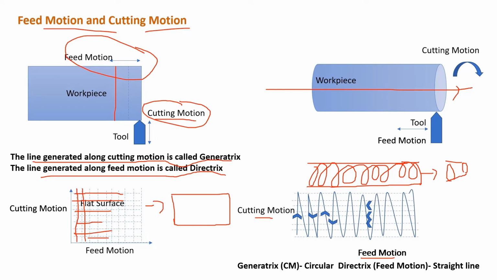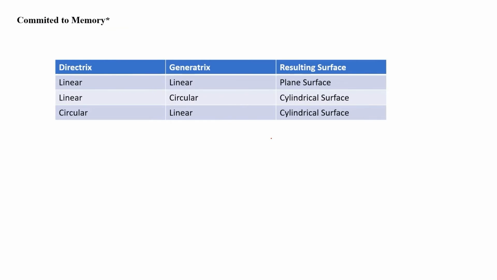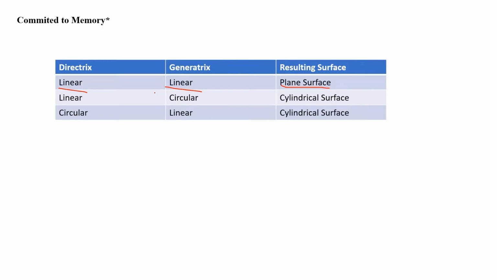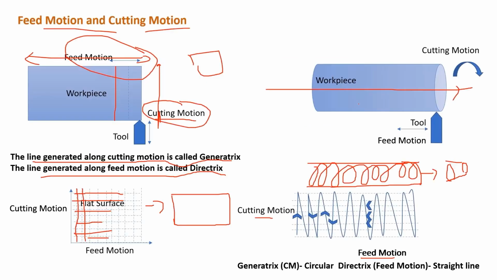So again, commit it to memory. When the directrix is linear and the generatrix is also linear, the resulting surface would be a plane surface, like it is happening in this case, where our cutting motion was linear and our feed motion was also linear. But when the directrix is linear and the generatrix is circular, the resulting surface would be a cylindrical surface. And likewise, when the directrix is circular and the generatrix is linear, the resulting surface would be a cylindrical surface.